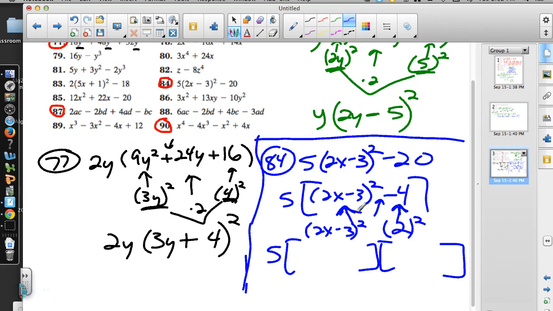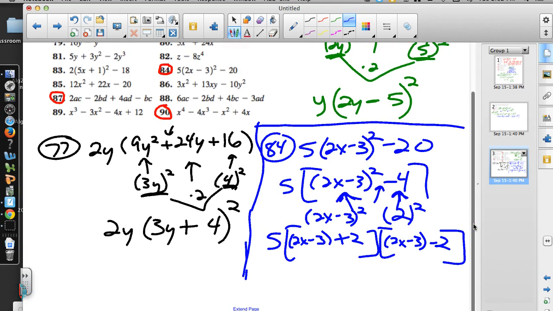So this had to be that difference of 2 squares pattern, which would be 2x minus 3 plus 2 and 2x minus 3 minus 2. Again, it's hard to think of 2x minus 3 as being the front term, but that's what it is. And then we can go ahead and simplify what's in the brackets, and this will be 2x minus 1 because we have a negative 3 plus 2, and then we have 2x minus 3 minus 2, which will be 2x minus 5. So, like I said, kind of strange.